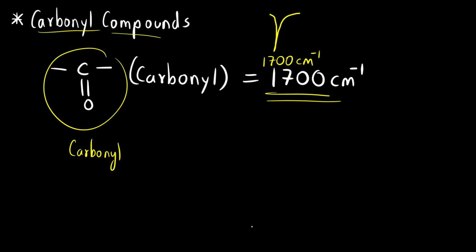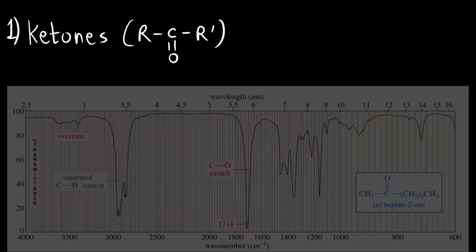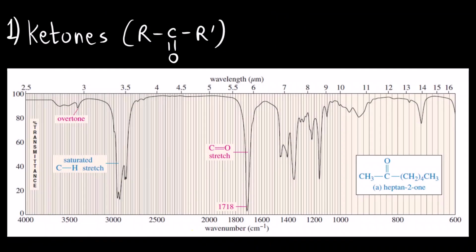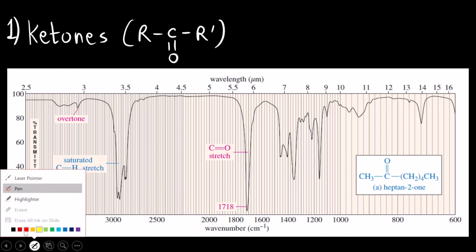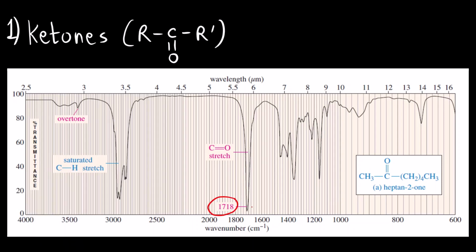So the question is, will all the carbonyl compounds have the same infrared spectrum? The answer is no, because apart from the carbonyl group, there are some other bonds as well that will be helpful to differentiate between different carbonyl compounds, that we are going to see now. The simplest carbonyl compound is ketone. For the ketone, you can see here there is a peak at 1718, that is around 1700. This is for carbonyl.